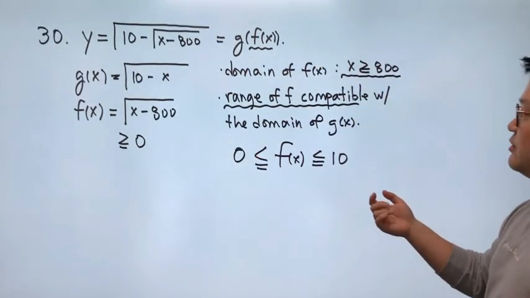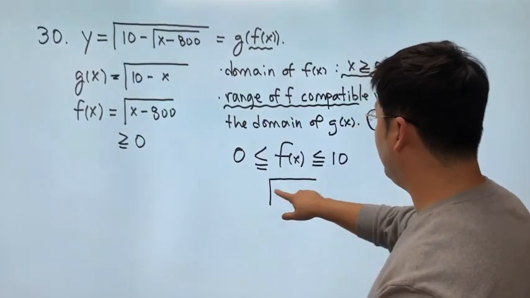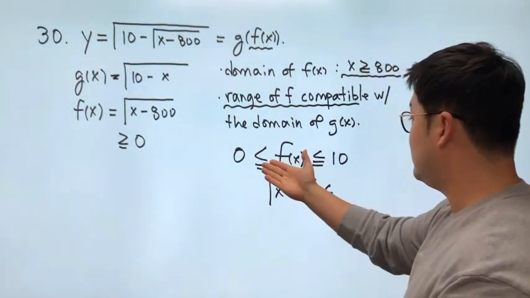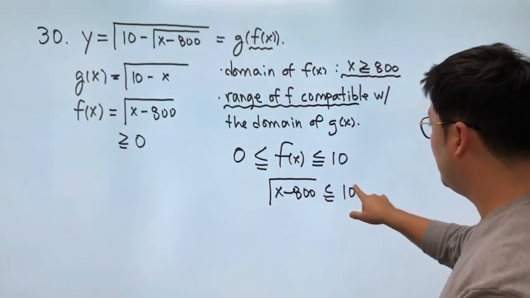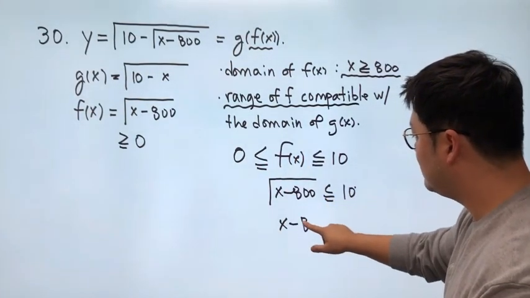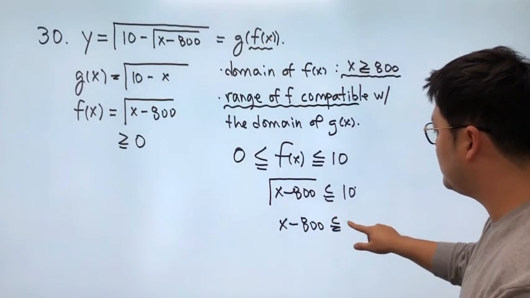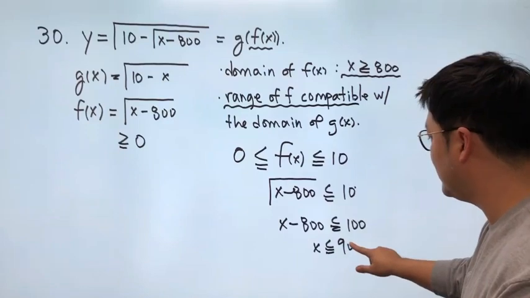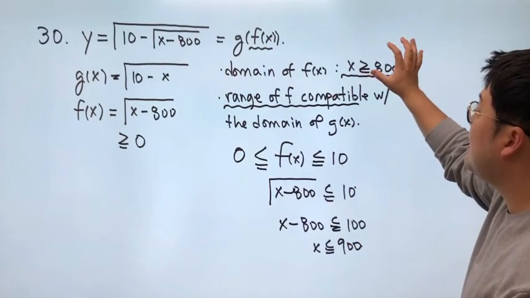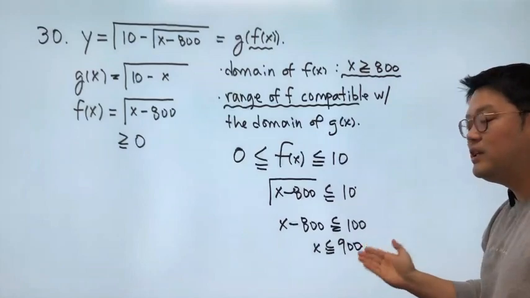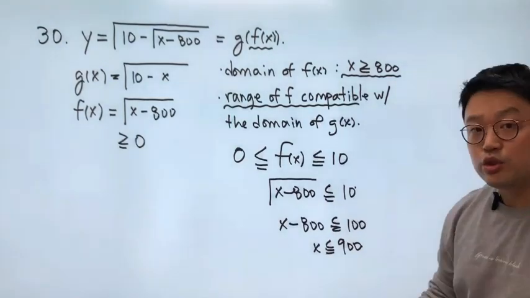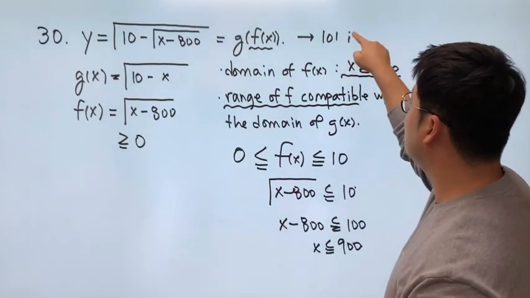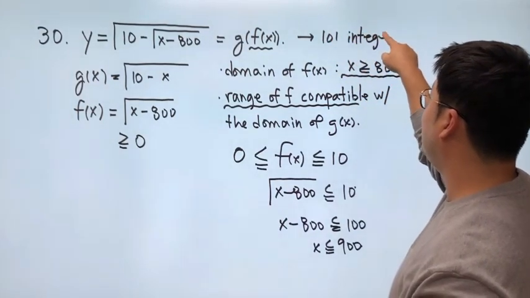All right, so how do we solve this? The square root of x minus 800 is already greater than or equal to 0, so it needs to be smaller than or equal to 10. So x minus 800 is supposed to be smaller than or equal to 100. So x has to be smaller than or equal to 900. So x has to be greater than or equal to 800, but smaller than or equal to 900. How many integers do we find? We find 101 integers of x, okay? And that shall be it.